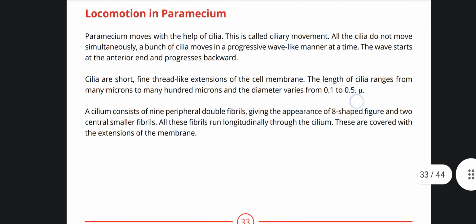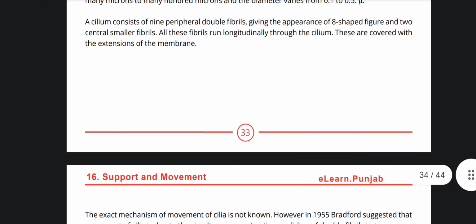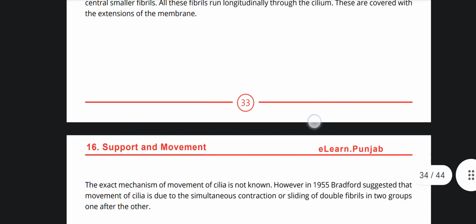Cilia are short, fine thread-like extensions of the cell membrane. The length of cilia ranges from many microns to 100 microns, and the diameter varies from 0.1 to 0.5 micrometer. A cilium consists of 9 peripheral double fibrils, giving the appearance of an egg-shaped figure, and 2 central smaller fibrils. All these fibrils run longitudinally through the cilium. These are covered with extensions of the membrane.